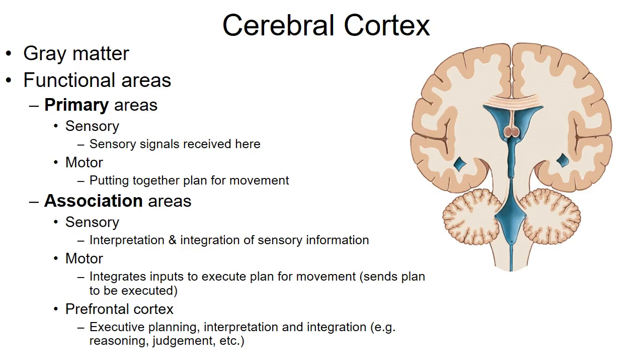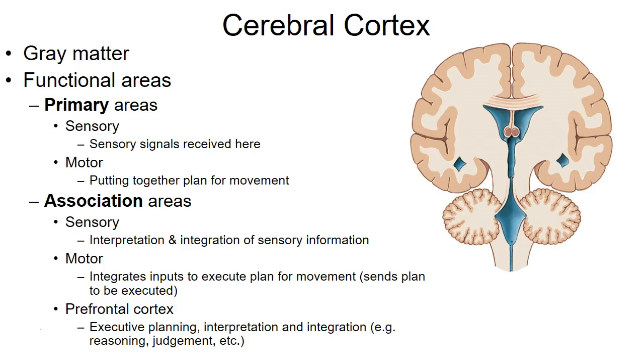Primary areas: if it's a primary sensory area, that's where sensory information is coming into the brain. That's its first stop. Now, if we have a primary motor area, that's where the plan starts being assembled, for, say, movement of your left arm or your right leg or your left leg. That plan starts being assembled in that area.